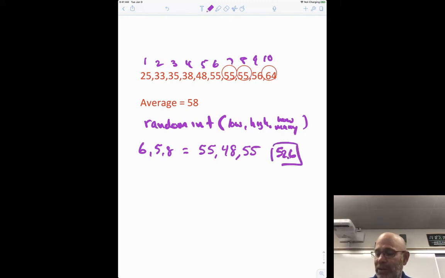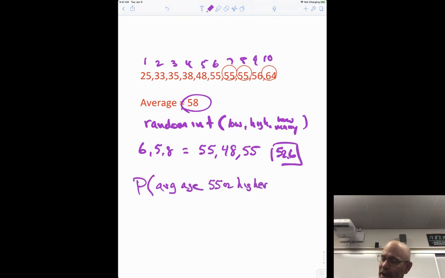Their average age was 58. So what we're trying to do is run a simulation and see how likely it is to get a result as extreme or more extreme than theirs. We're not just looking for 58. We're looking for 58 or higher. So the question now would be, what's the probability we get an average age of 58 or higher? Now, I just ran the simulation one time and I got 52.6, so I got a 0.